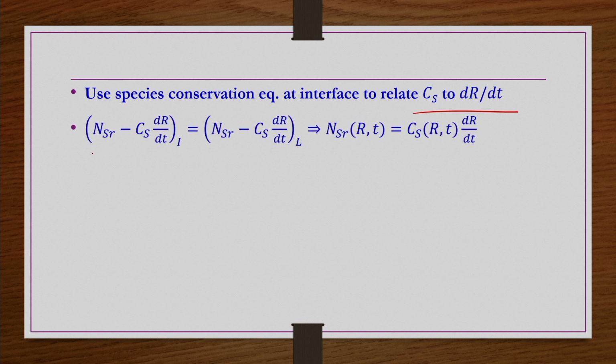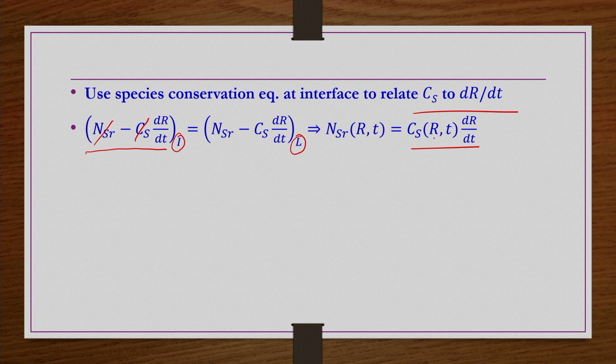So, now here you can see NSR minus Cs dr by dt on the ice side should be balanced by NSR minus Cs dr by dt on the liquid side. On the ice side, the ice crystal is pure water. So, Cs is 0. If there is no salt in the crystal phase, then obviously its flux would also be 0 on the crystal side. So, what we have here, NSR is equal to Cs dr by dt.